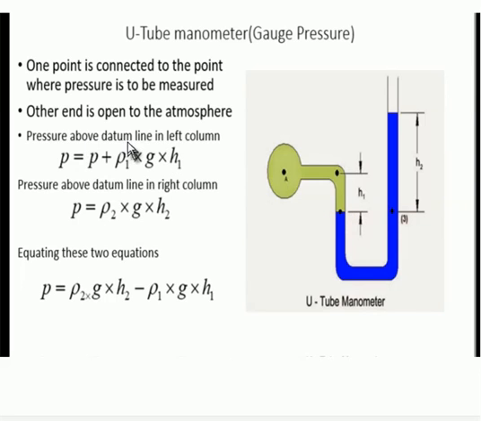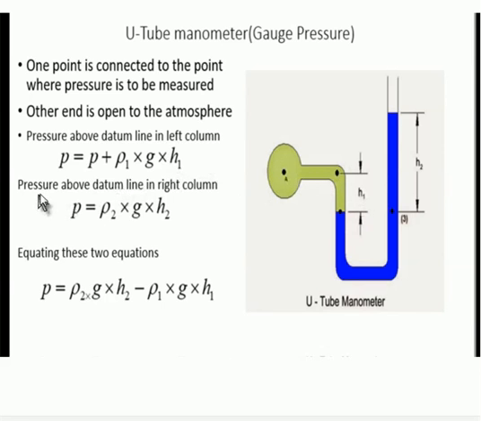So the pressure above the datum line in the left column is P equal to the pressure at point A plus rho 1 g h1. On this side we find the pressure at point A using this equation: P equals P plus h1 into rho 1 into g, because there is already some pressure there.